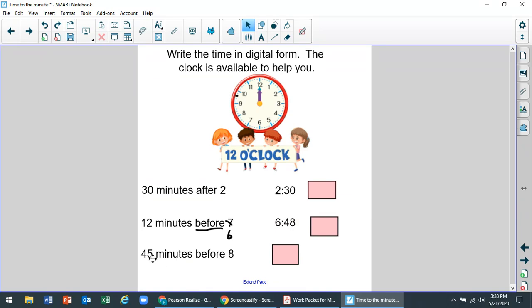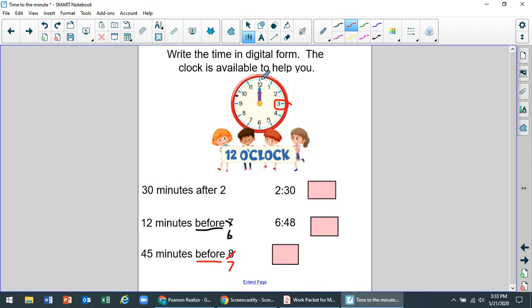Here's a big one. 45 minutes before 8. There's that word before again. So we know if it says before an hour, we actually have to go backwards to the hour that it was. So we know right now it is 7 o'clock, and it's got 45 minutes before 8. So let's count backwards 45 minutes. 5, 10, 15, 20, 25, 30, 35, 40, 45.